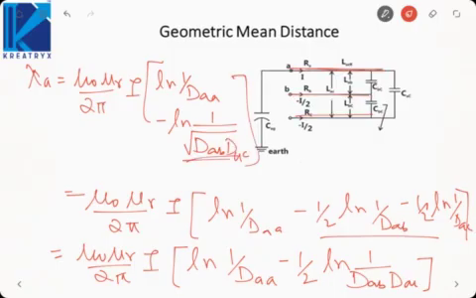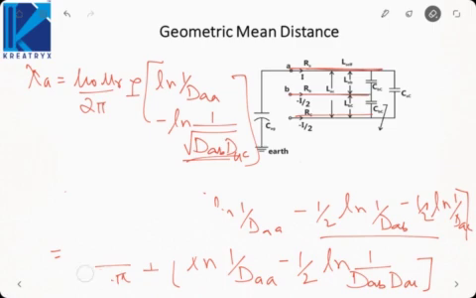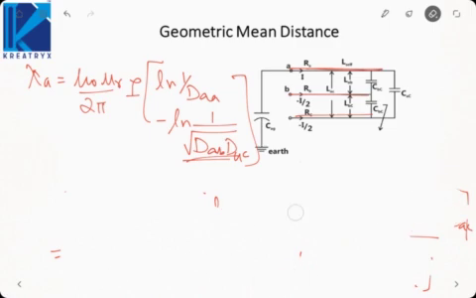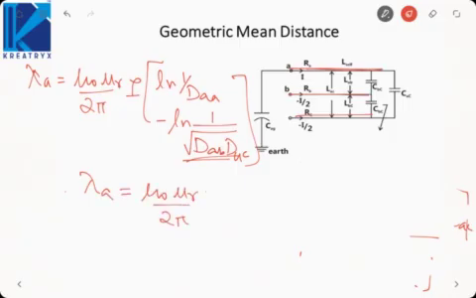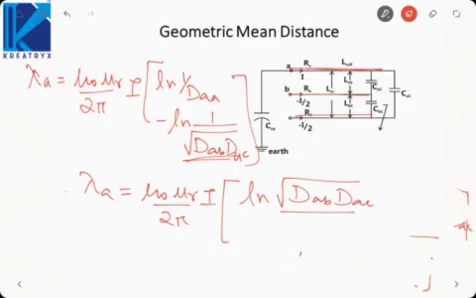Okay, so if we find the total flux linkage, lambda a will become mu naught mu r by 2 pi into I ln under root dab into dac by daa. Here daa refers to Ra prime. But when we saw the flux linkage was mu naught mu r I by 2 pi ln d by r, where d was the distance between the two conductors.